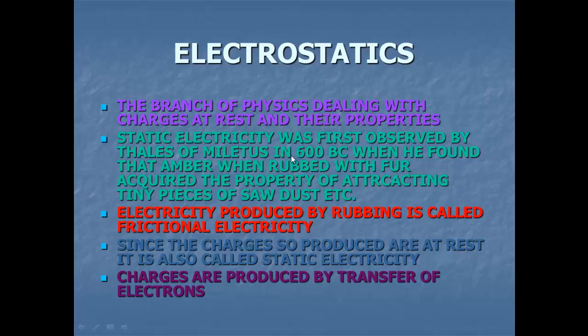Static electricity was first observed by Thales of Miletus in 600 BC when he found that amber, a kind of stone, when rubbed with fur, acquired the property of attracting tiny pieces of sawdust, etc. Electricity produced by rubbing is called frictional electricity. Since the charges so produced are at rest, it is also called static electricity. Charges are produced by transfer of electrons.